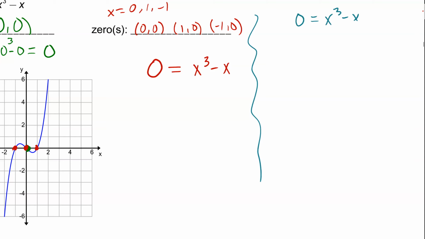Add x to both sides. And so on. Plus or minus 1 equals x. I found it. There's two things. No, this is wrong.